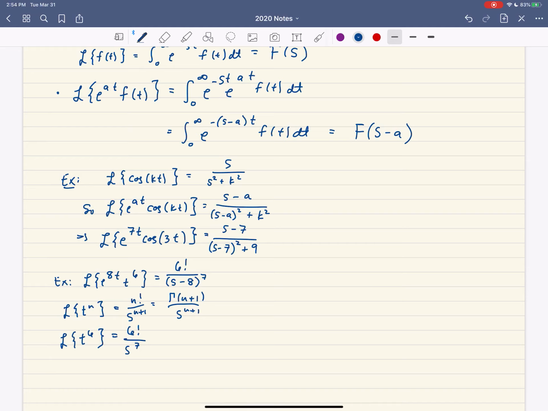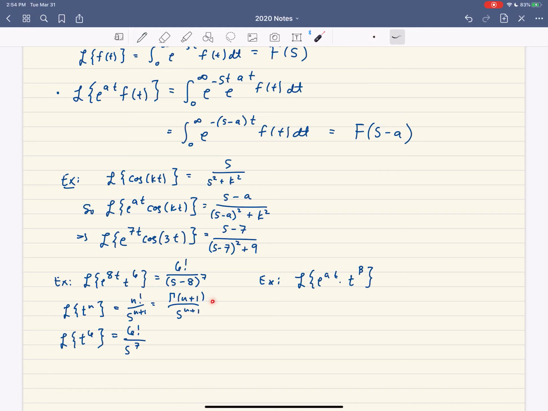In general, I think it's worth pointing out the Laplace transform of e to the at times, I need to pick something else, but let's say e to the at times t to the n, or t to the, let's say t to the beta, because I don't really care if the exponent is an integer or not.